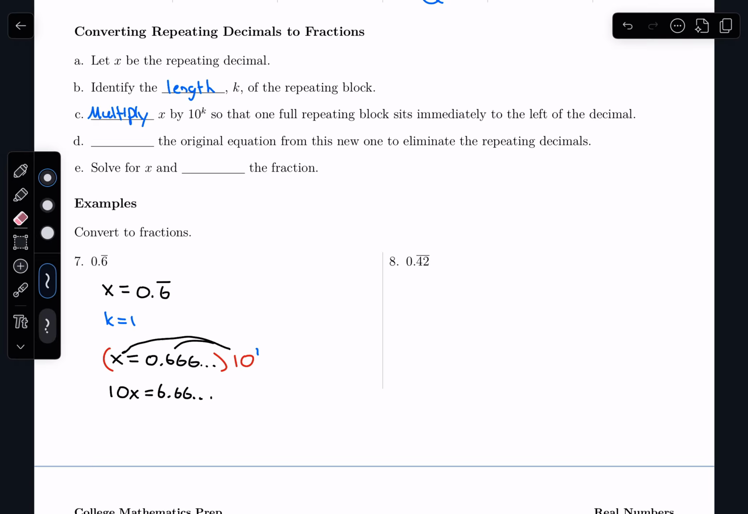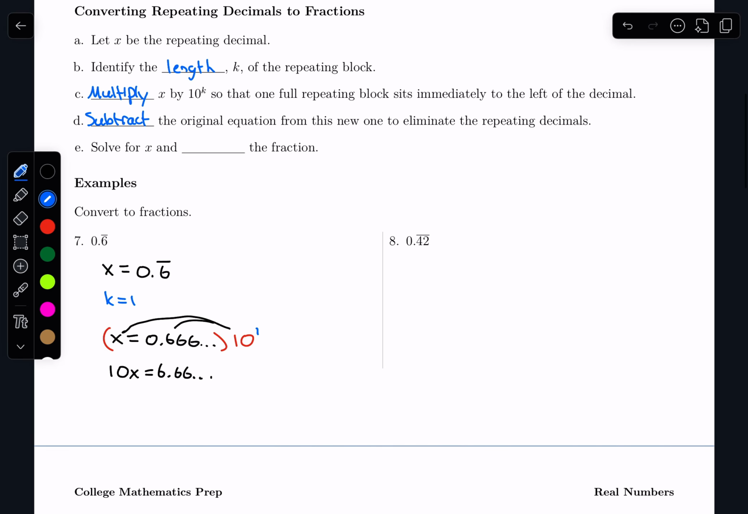Now, part D, we are going to subtract the original equation from this new one to eliminate the repeating decimals. So the equation we just got, and I'm going to write it in red to make it ultra clear what's happening here. We have 10x equals 6.66, where the sixes keep going. That's our new equation from part C.